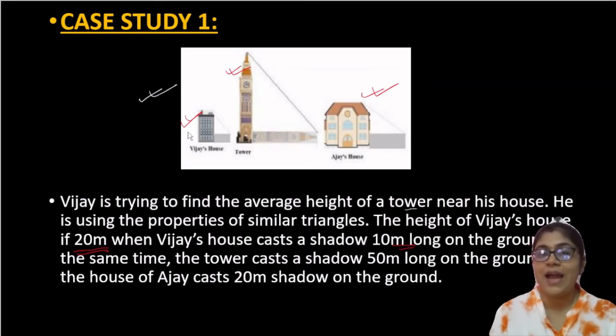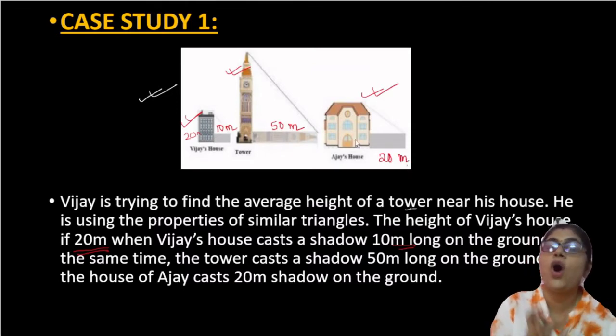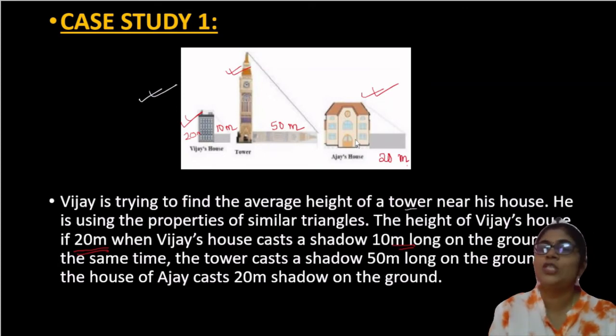So, height of Vijay's house is 20 meter and the shadow is 10 meter. Shadow of the tower at the same time is 50 meter and here in Ajay's house the shadow is 20 meter long. Now based on this diagram we have to solve some questions. So let's proceed to our questions.